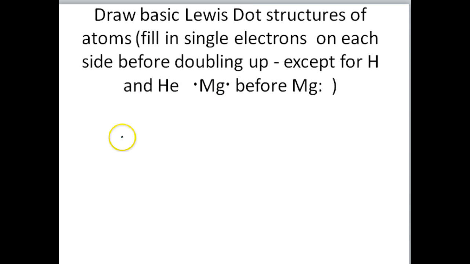So the things to remember about that is that we're only showing the valence electrons. The only thing to remember about that is that we do one on one side before we do two together. So if we do something like nitrogen, which has five valence electrons, we'll do 1, 2, 3, 4, and then we'll double up with the fifth.